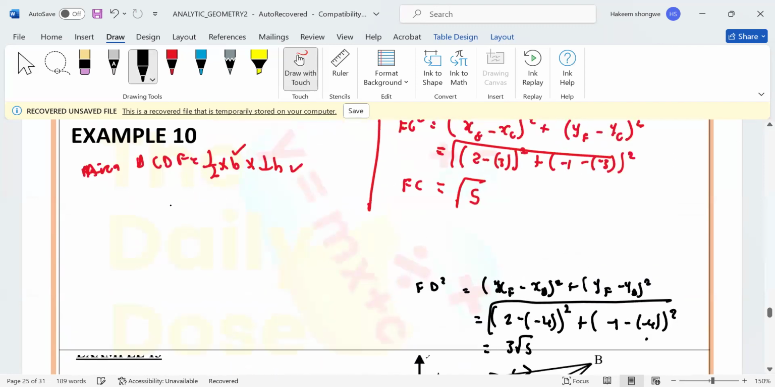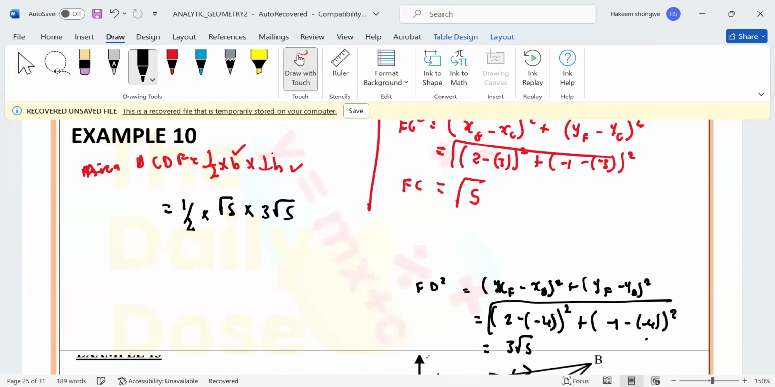Now on your area, you're going to tell them I have 1 all over 2 multiplied by root 5 multiplied by 3 root 5. Now, what is the key here? The only thing that you can't use is the hypotenuse side. Which one is the height, which one is the base? It doesn't matter. You just have to substitute. One of them is the base, one of them is the height. Height and the base cannot be the hypotenuse.